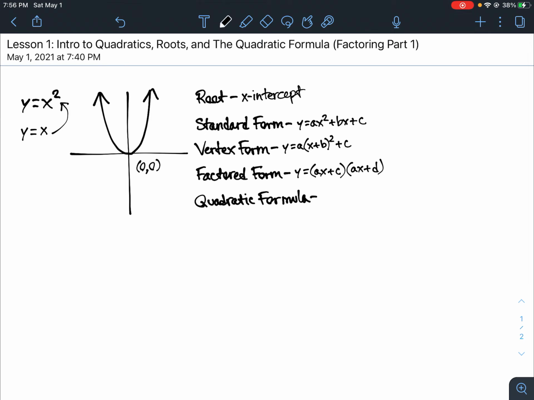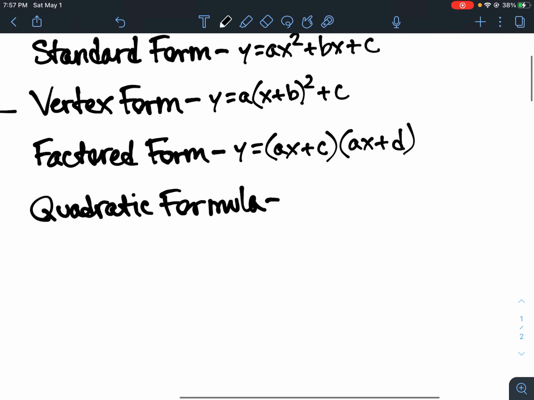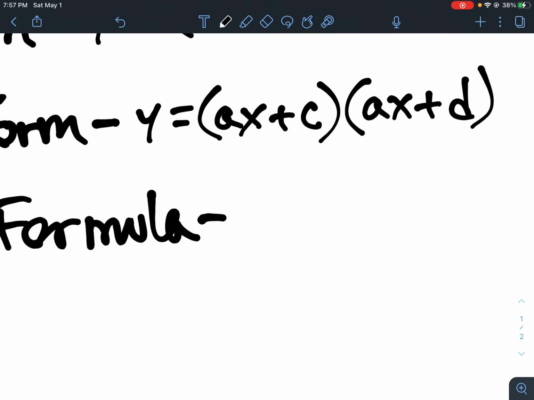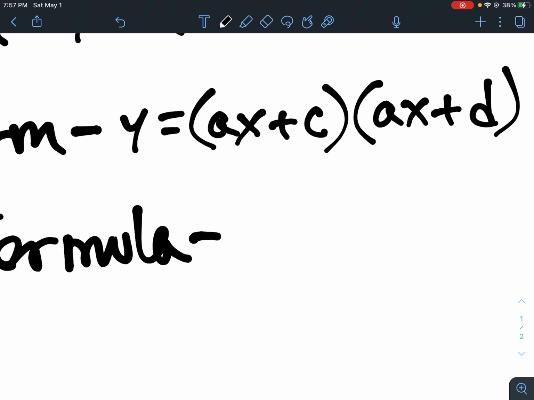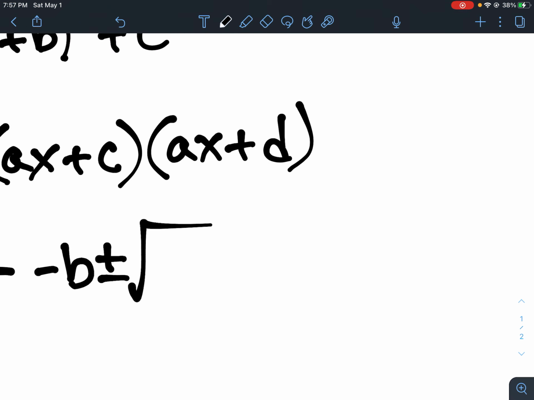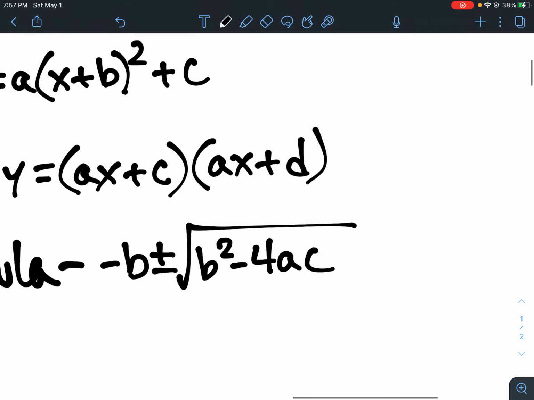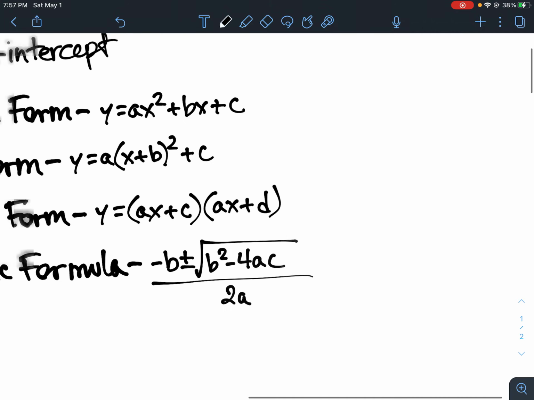Now that we've learned the different forms of the quadratic function, we can go over what is factoring and why is it significant. Factoring is simply just a process of finding the roots or x-intercepts of the quadratic function. And one of the ways which we will be covering today is the quadratic formula, which comes in the form of negative b plus or minus the square root of b squared minus 4ac, over 2a.